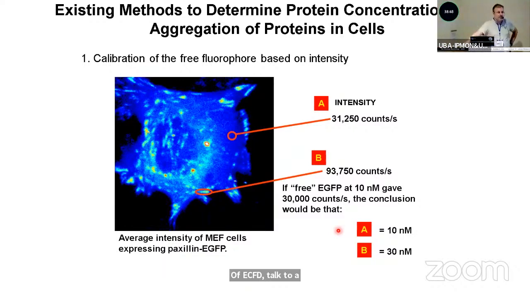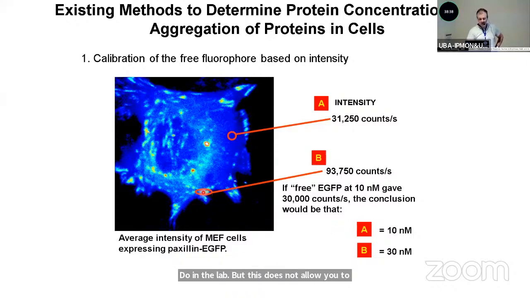And this is totally fine. It's something that many people do in the lab. But this does not allow you to tell if in this region of the cell, these molecules are isolated, moving around alone one by one, or eventually they are interacting together and forming some oligomers, or doing some other kind of molecular interaction that can change the brightness of the molecule.